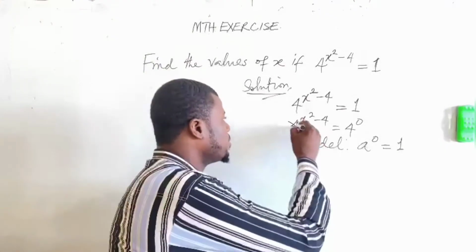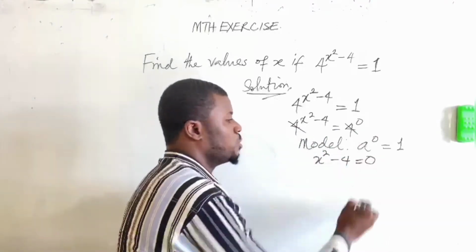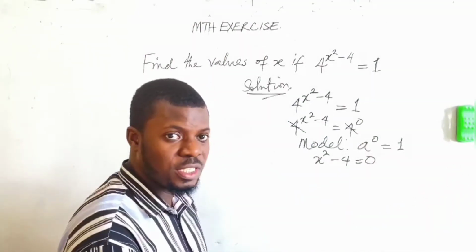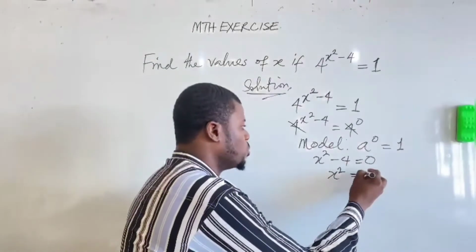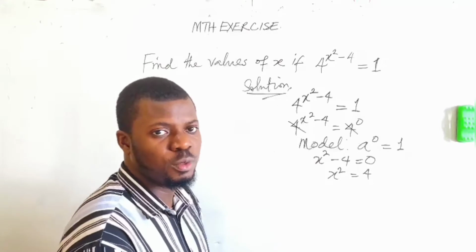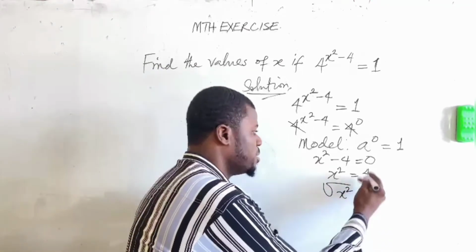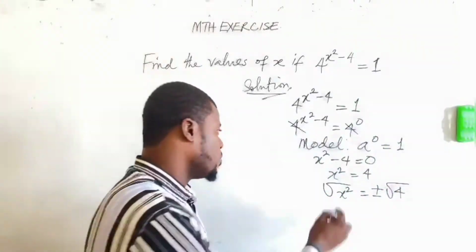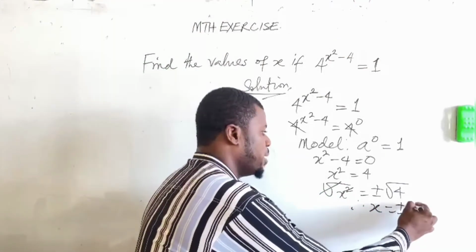And if we cancel out this common base, we have x squared minus 4 equal to 0. What we need to do now is to take this minus 4 to the right hand side and change it to positive 4. So if we isolate this, what is on the left is x squared equal to positive 4. The last thing we're going to do is to take the square root of both sides of the equation. When we take the square root of both sides, the right hand side will be plus or minus square root of 4. And therefore, we cancel out this. Therefore, x will be equal to plus or minus 2.